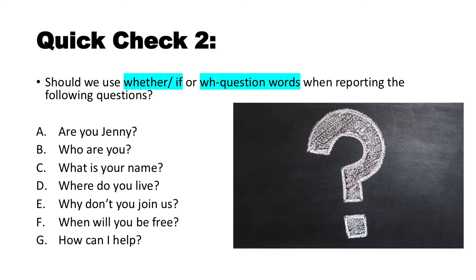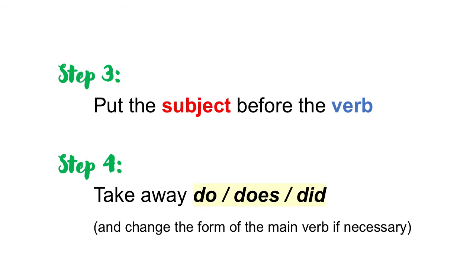Quick check. Should we use whether or if or WH question words when reporting the following questions? Whether or if are used in reporting yes-no questions. On the other hand, WH question words are used while we report WH questions. Therefore, we use whether or if for question A, whereas we will use the WH question word when we report questions B to G.